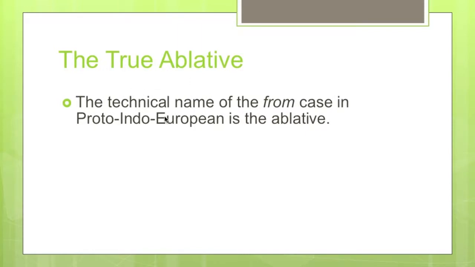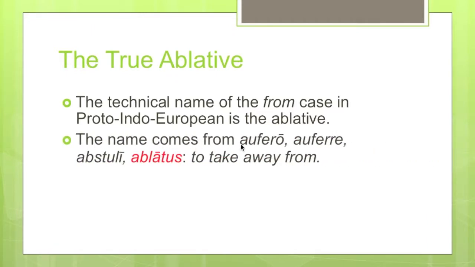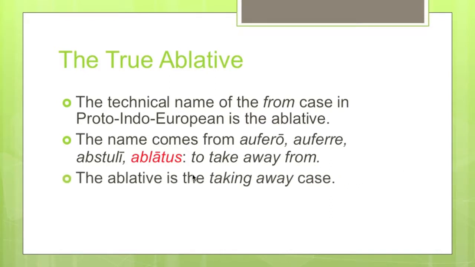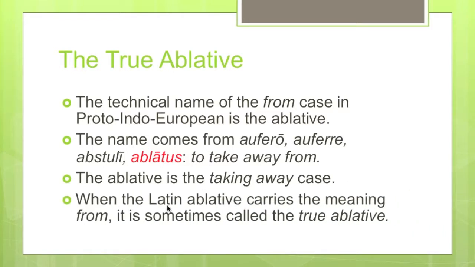The technical name of the from case in Proto-Indo-European is the ablative. The name comes from aufero, auferre, abstuli, ablatus, to take away from. Obviously, ablative comes from ablatus. The ablative is the taking away case. When the Latin ablative carries the meaning from, it is sometimes called the true ablative. That's because the ablative in Indo-European had this function, the function of meaning from.